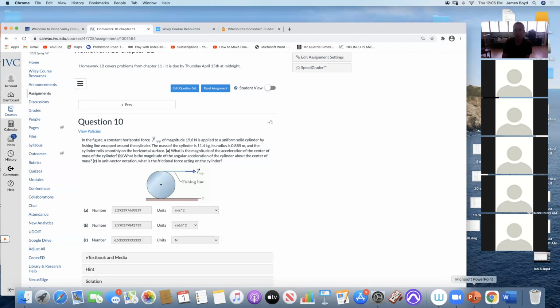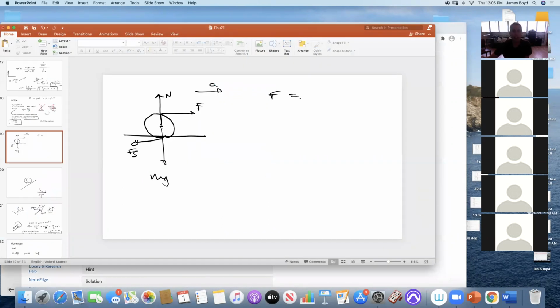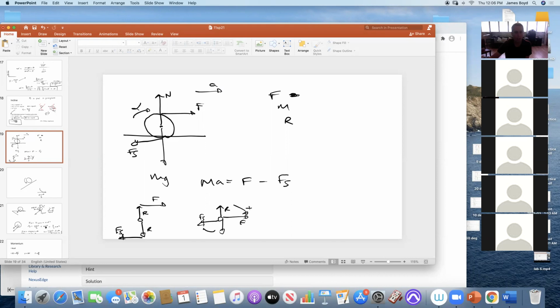So they gave us F, they gave us M, and they gave us R. All right, so let's start our normal way. Ma, and I'm going to leave off N and mg. So ma is F minus the force of static friction. And the torque here about the center is at a distance R, there's this force. And at a distance R, there's this force of static friction. We know this thing's rotating this way. I'm going to call this positive. So let's redraw these, R and F. Turning R to F, this one's positive. Turning R to Fs, this one is negative.